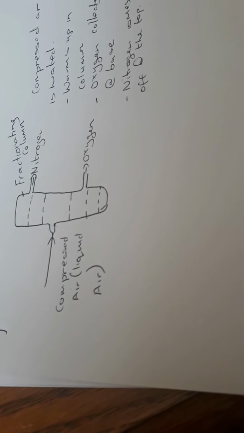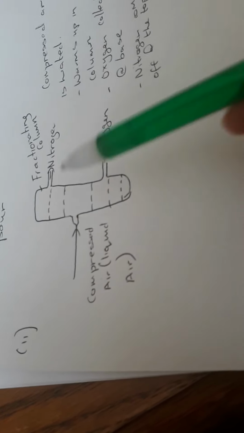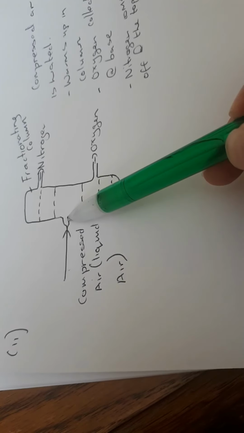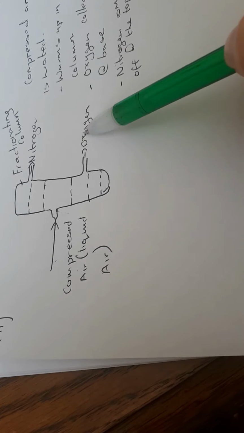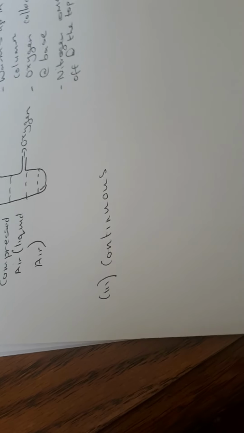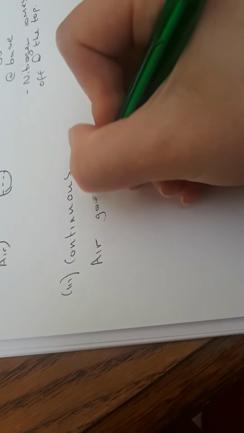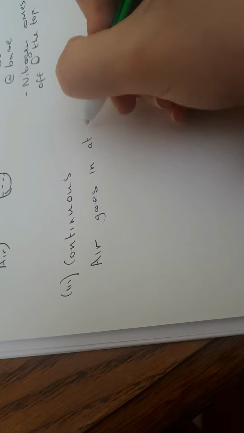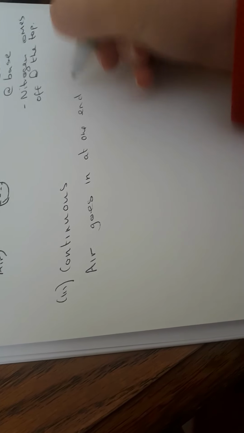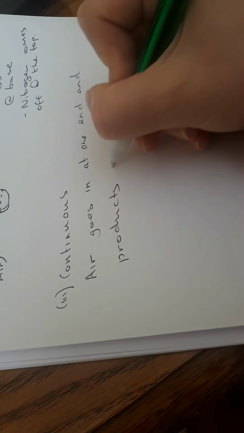Okay, explain whether the fractional distillation of air is a continuous or a batch process. So if I look at this, my air is continually fed in at one end and my products are continually fed out at the other. And that is a characteristic of a continuous process. Okay, and you're asked to explain, so you have to explain it. Why? Because air goes in at one end and the products come out at the other.